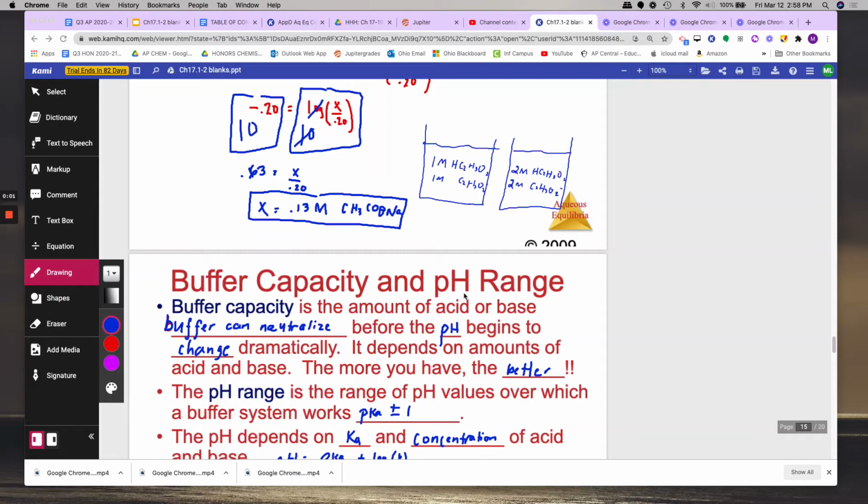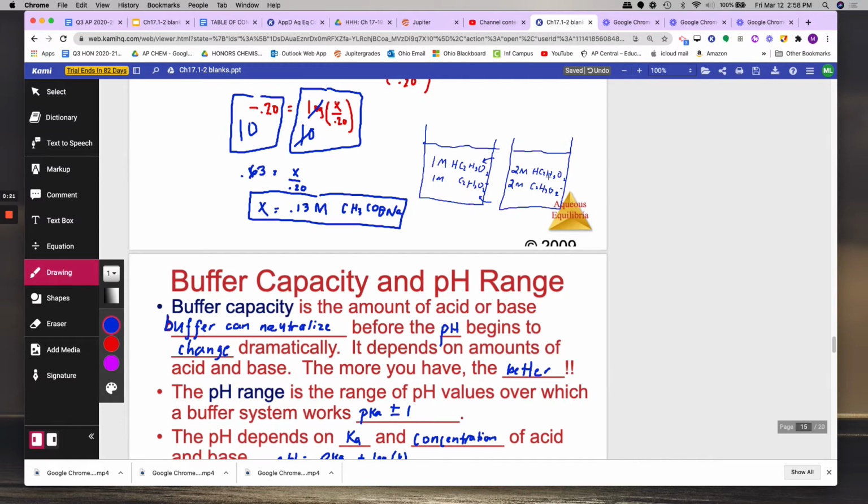So we will be looking at the buffer capacity and pH range. First, I have two beakers here. The first one has 1 molar of acetic acid with 1 molar of the acetate ion. Is this a good buffer? Yes, it's a good buffer because you have a weak acid and its conjugate base.